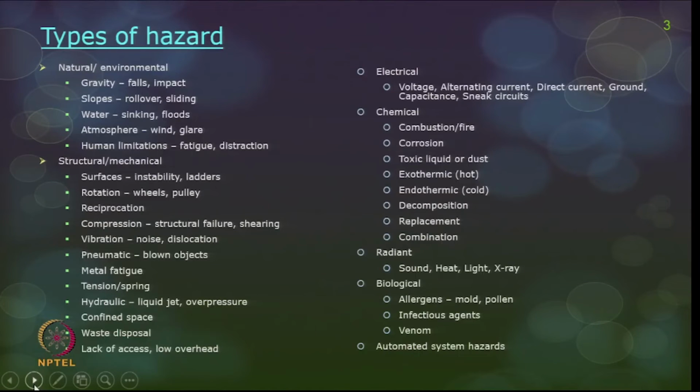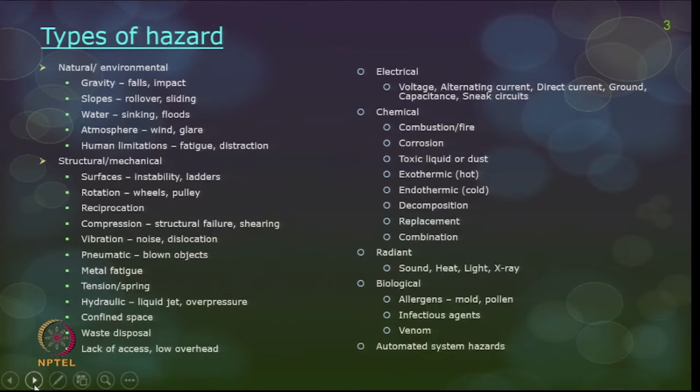Types of hazard. These are some lists I have brought from literature. Natural or environmental, structural or mechanical, electrical, chemical, radiant, biological. Like this you can list out the hazards seen in any construction site. Natural or environmental: gravity, falls, impact, slopes, rollover or sliding, water, sinking or floods, atmosphere, wind, glare and so on. Structural or mechanical: surfaces, instability, ladders, rotation, wheels or pulleys, compression, structural failure, shearing, vibration, noise, dislocation, pneumatic or blown objects, metal fatigue, tension spring, confined space and so on.